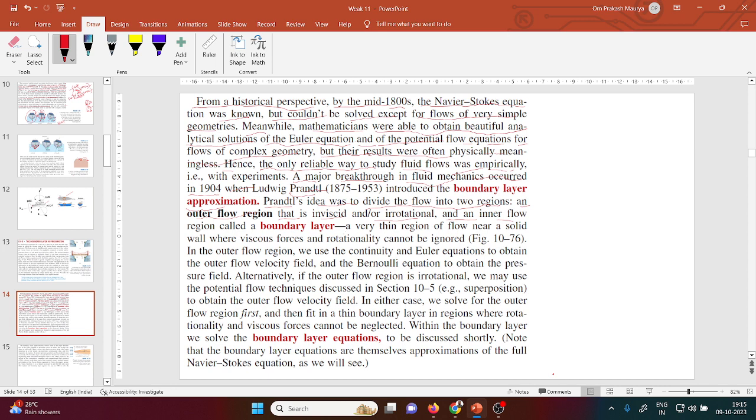What is the boundary layer? A very thin region of flow near a solid wall where the viscous force and the rotationality cannot be ignored. Let's suppose this is a wall and a very thin layer. In this layer your viscosity and rotationality will be considered, and above this there is no need to consider these things. This above layer is known as the outer layer.